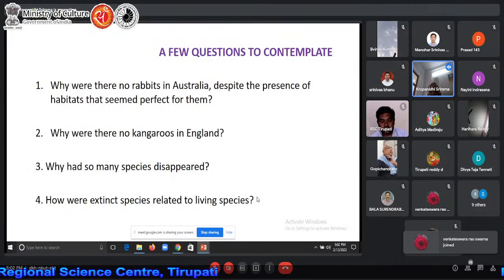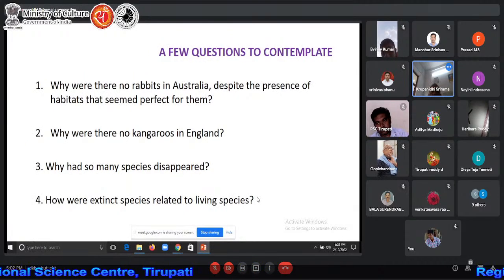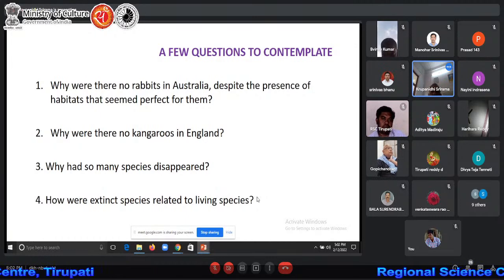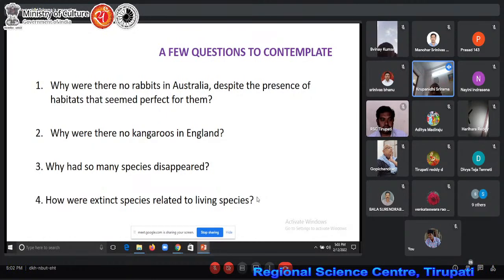A few questions to contemplate: why were there no rabbits in Australia, despite the presence of habitats, grasslands that seemed perfect for them? Why were there no kangaroos in England? Why had so many species disappeared? How were extinct species related to the living species?